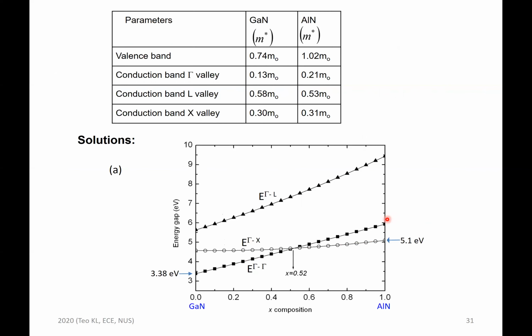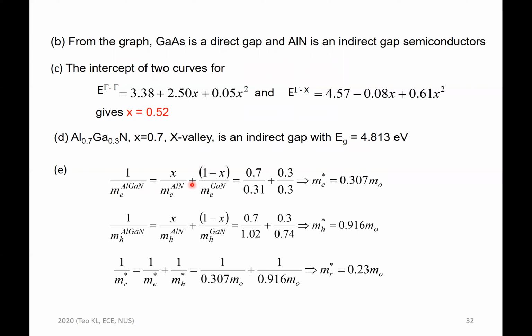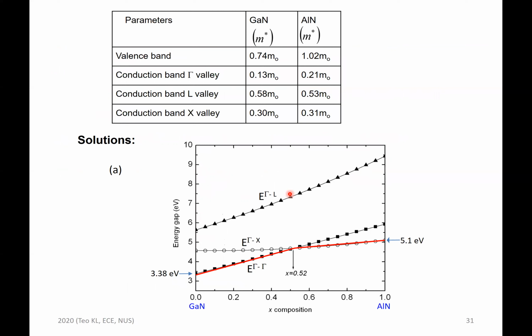So by linear interpolation, we just need to do the weighted average: x on the aluminum and 1 minus x on the gallium. So the aluminum nitride, gallium nitride effective masses are given to you, which are 0.31 and 0.3.